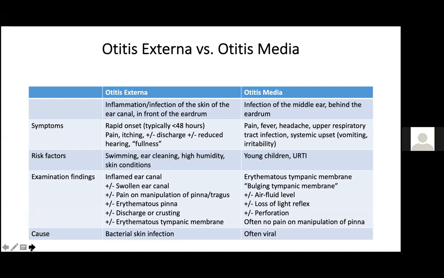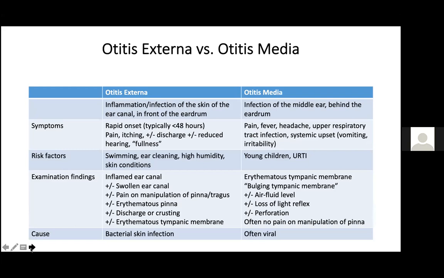So in otitis externa, remember there's an inflammation of the skin of the ear canal, the outer ear, and that's in front of the tympanic membrane. Whereas otitis media is a middle ear infection, an infection of an area behind the eardrum. Comparing symptoms, otitis externa is typically rapid onset, typically painful, and often has this fullness, this reduced hearing. There may or may not be discharge, and there may or may not be hearing impairment.